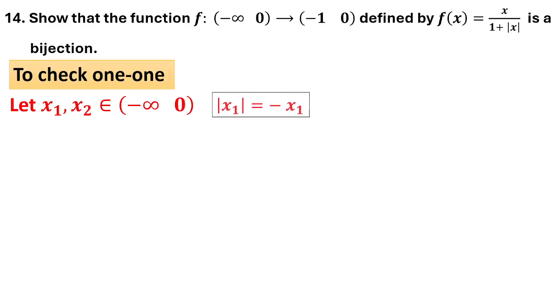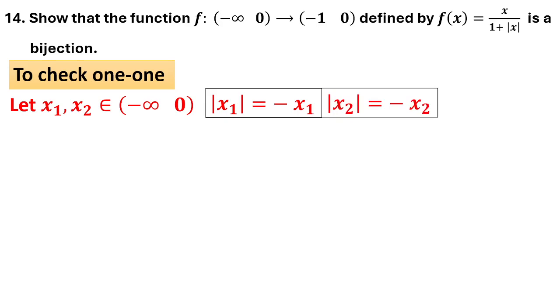I am taking two elements. And remember, whenever you take two elements, look at the domain. The domain is the set of all non-positive numbers, whatever it may be. Our mod x1 will be minus x1 and mod x2 will be minus x2. Till the end of this, you should remember mod x is minus x. Okay, anyway, let us put it there now.